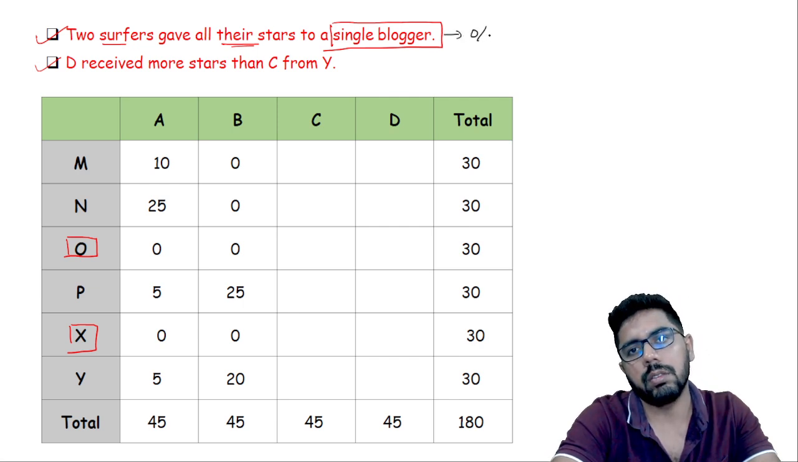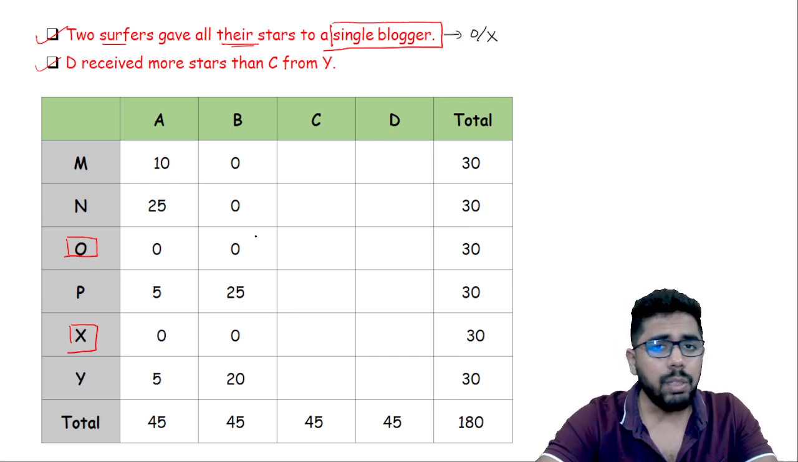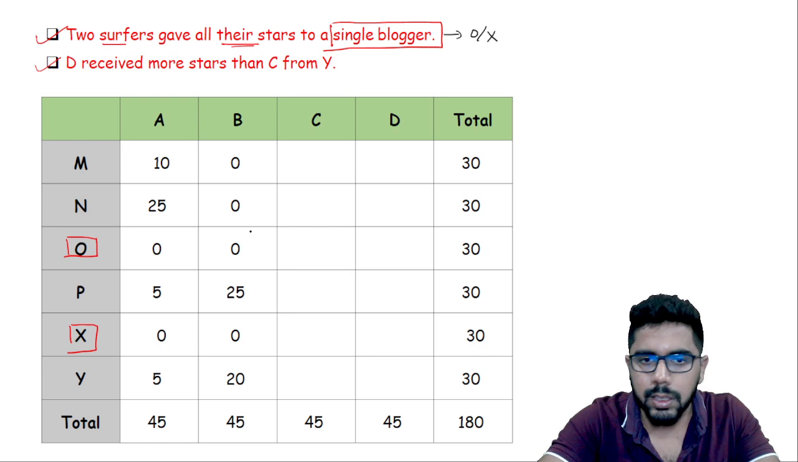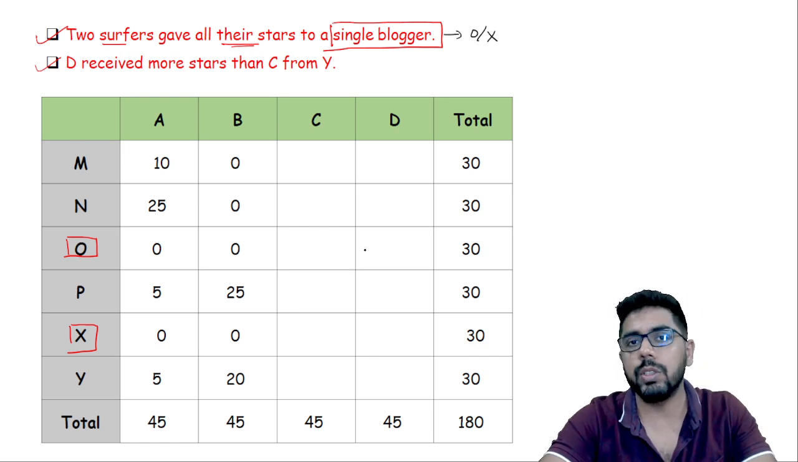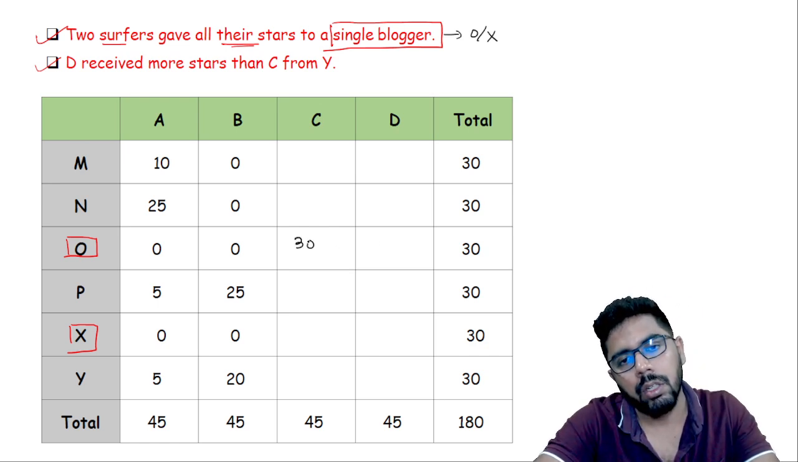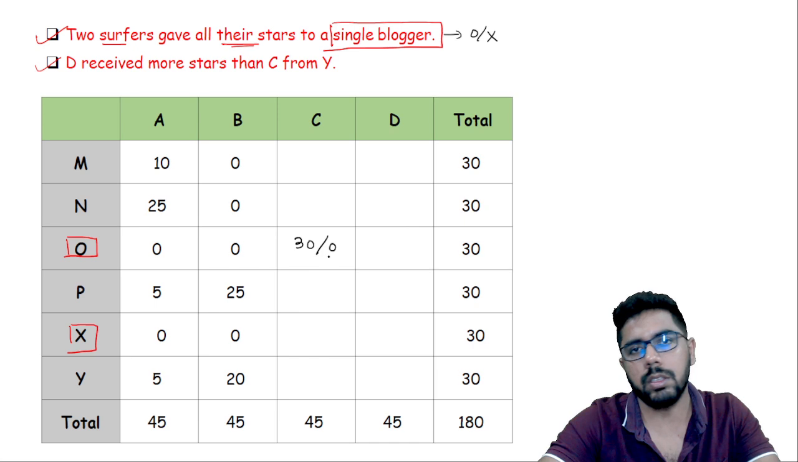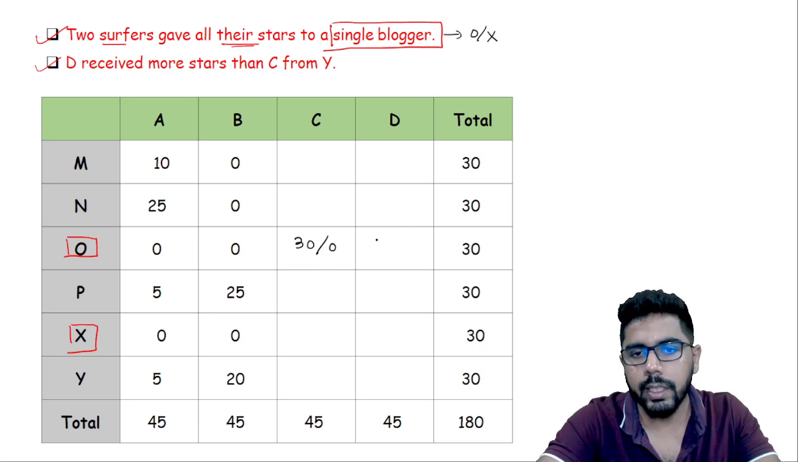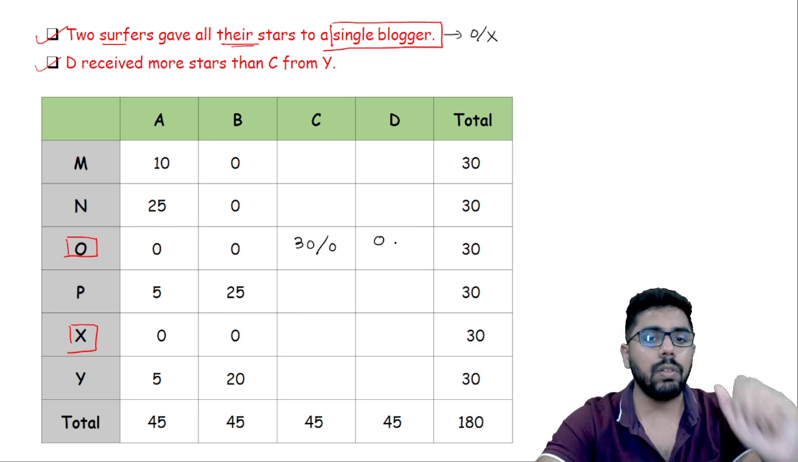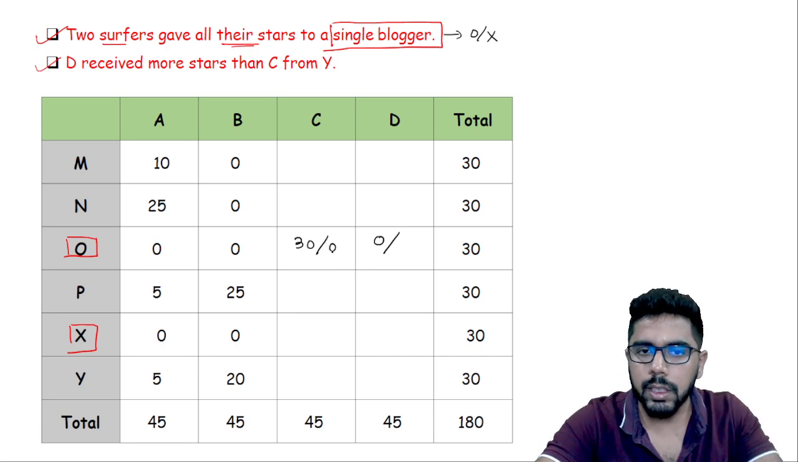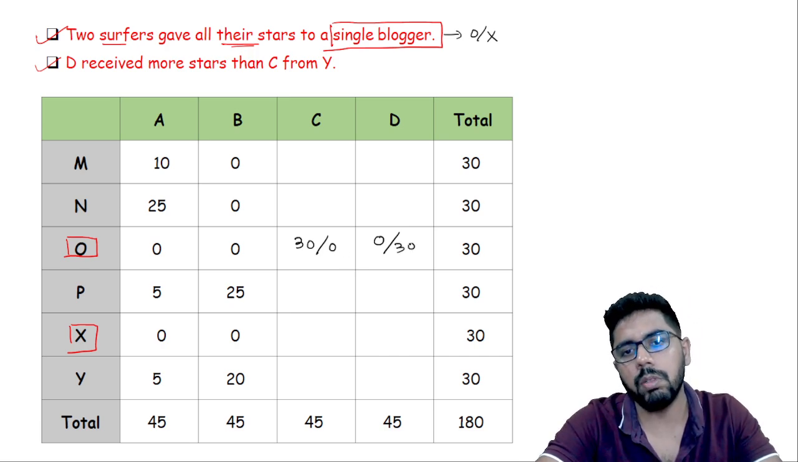O and X. So if it is O and X, O will be giving 30 stars to either C or D. Now we don't know which one it is, so I'll write it this way. Either C will be getting 30 from O or else 0. If C gets 30, D will get 0, and if C is getting 0, the corresponding value in the D column will be 30.